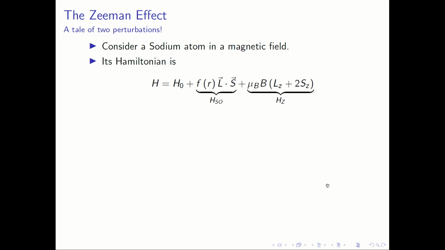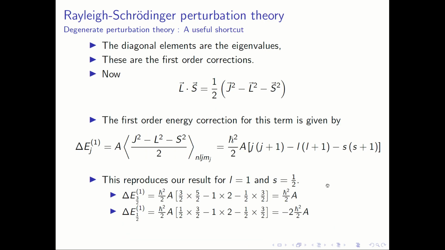On the other hand, if you put in J equal to half, this changes to half into 3 by 2, the calculation goes in the very same manner, and you end up with minus 2 h cross square by 2 A. So these are the two energy shifts, remember, that we figured out by direct calculation a while ago.